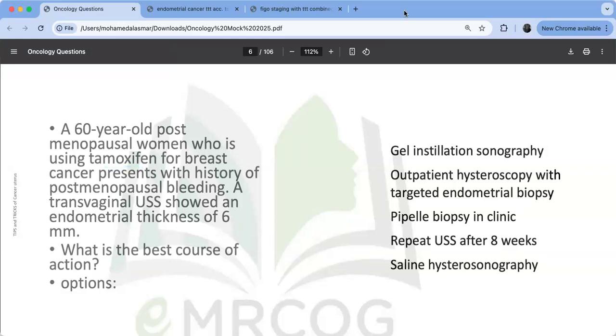Any patient on tamoxifen and complain of bleeding, it doesn't matter the endometrial thickness. What you will do? Yes, this is a hysteroscopy and biopsy. Okay? The patient already had personal history of cancer. She is on a drug that increases risk of cancer of endometrium. Yes, any bleeding must be investigated. Okay? Hysteroscopy and targeted biopsy.